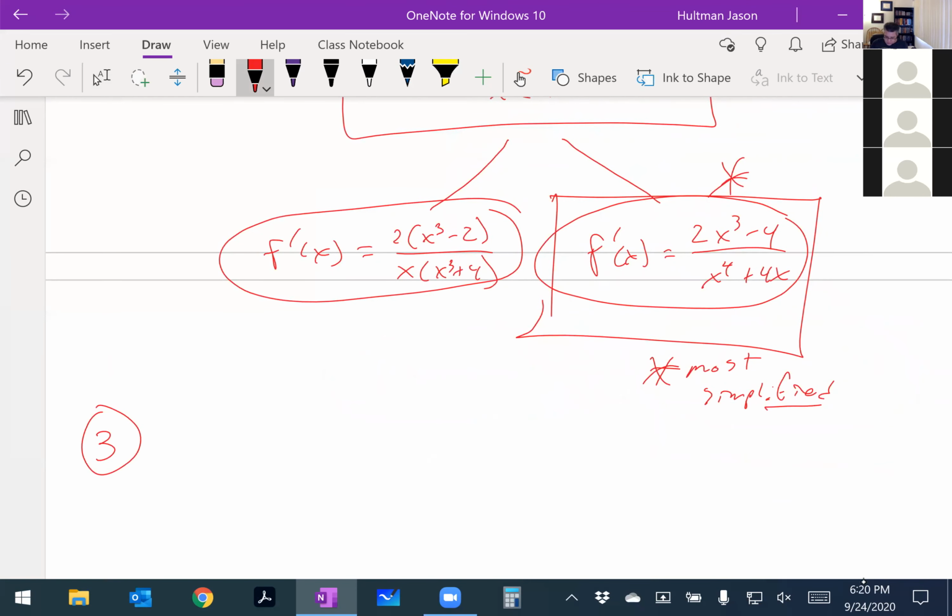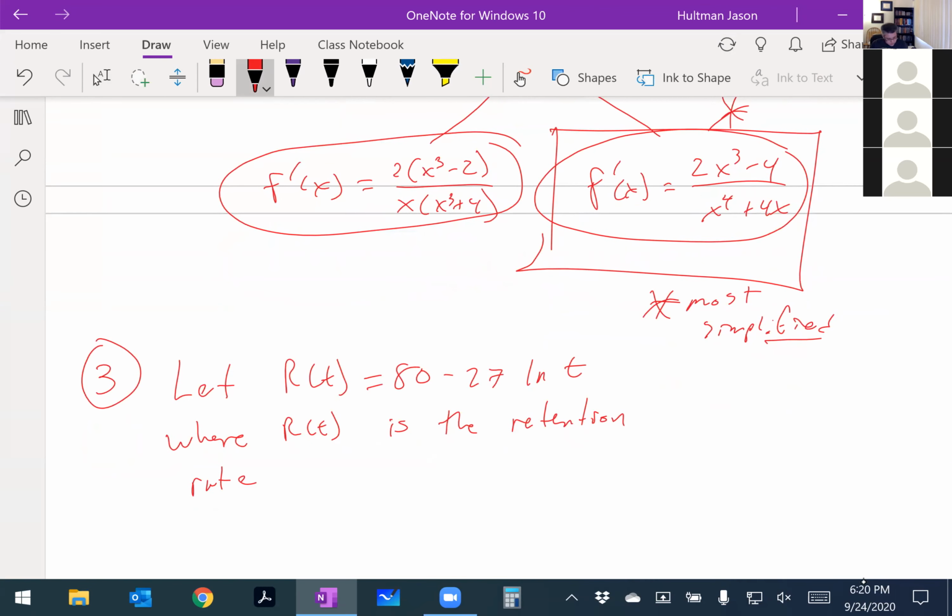Okay, number 3. Let R of t equal 80 minus 27 natural log of t, where R of t is, I guess, the retention rate of students after t hours.